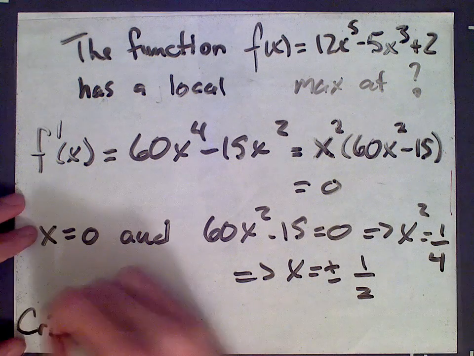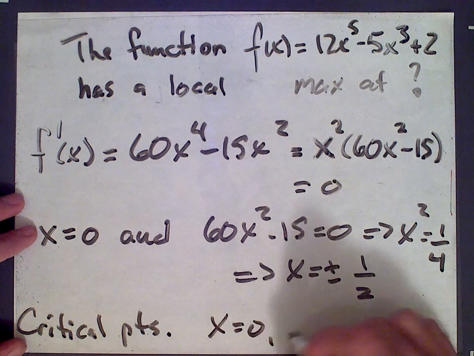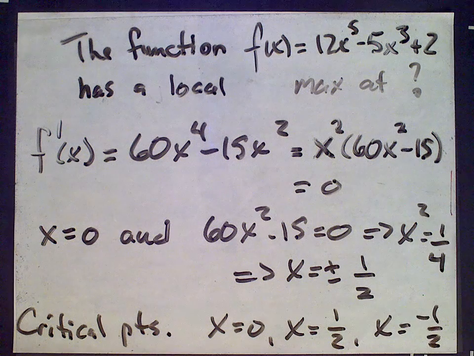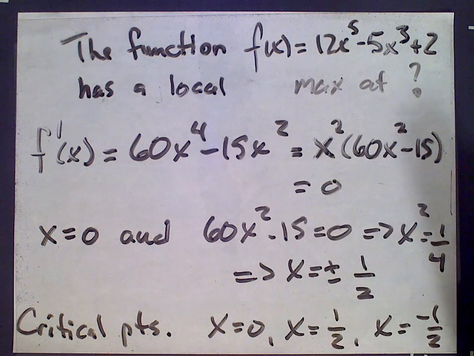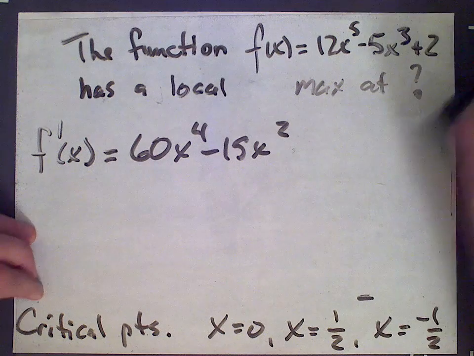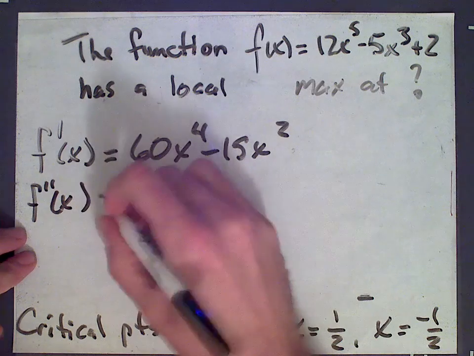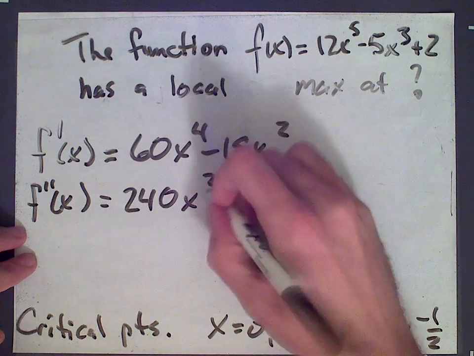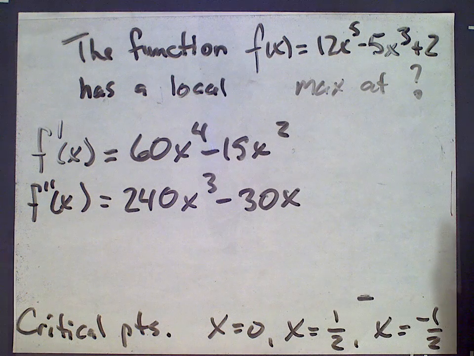Okay, so let me list the critical points here. The critical points are x equals 0, x equals plus a half, and x equals minus a half. And we have to find out which one is a maximum. So I'm going to use the second derivative test. Let me erase this. I'm going to keep the derivative here because we're going to need it. So f double prime of x ends up being 60 times 4 is 240, x cubed minus 30x.